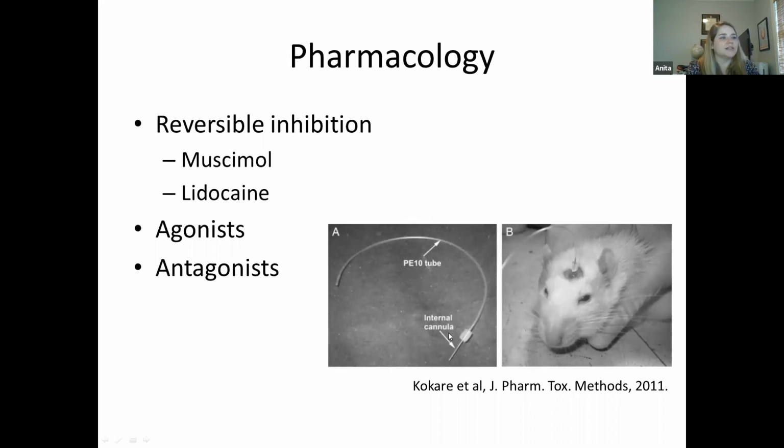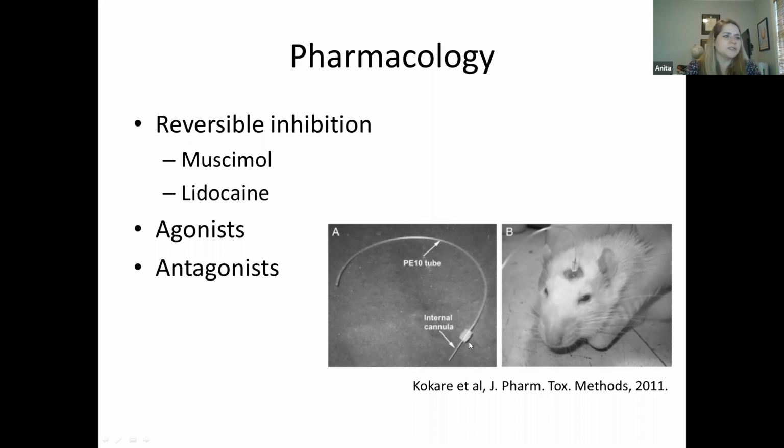And so usually this is done through a cannula system. So usually you implant a guide cannula into the brain, and then when you're ready to infuse, you put an internal cannula in attached to tubing, and then you infuse the drug, wait some amount of time for the drug to become active and test in behavior.